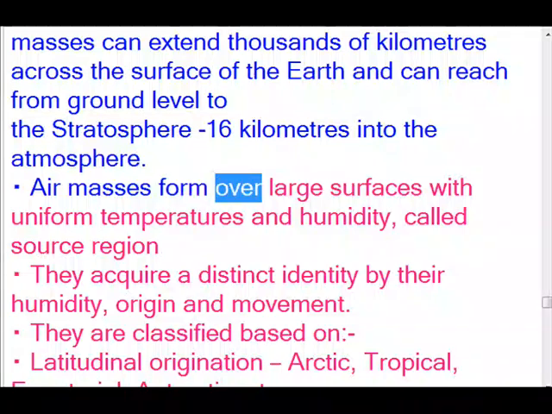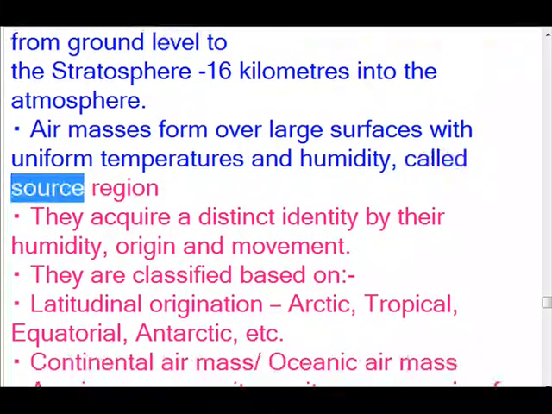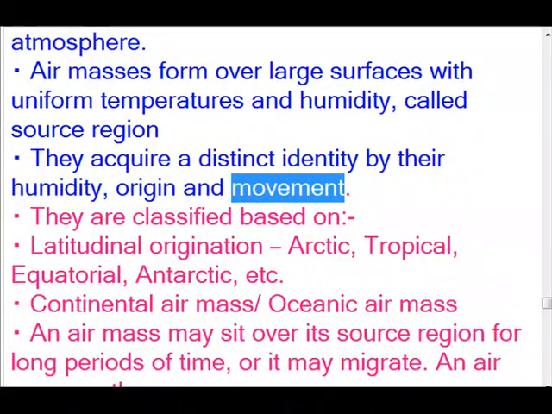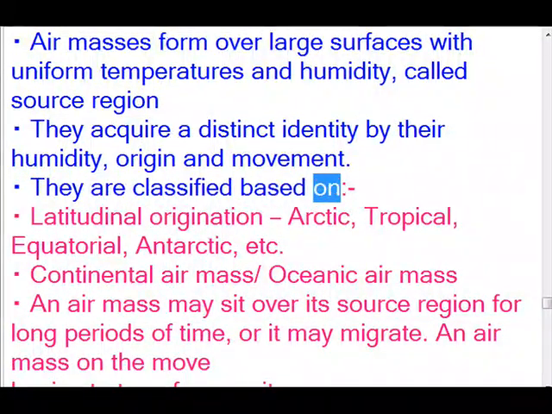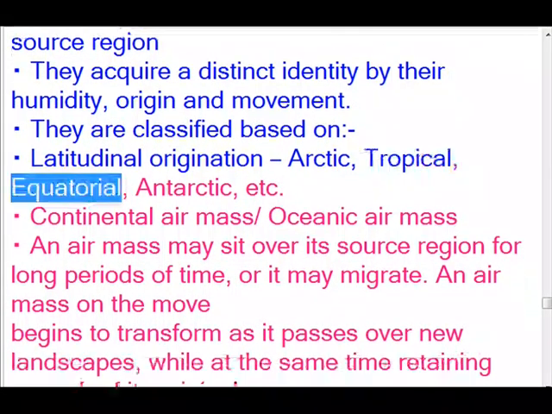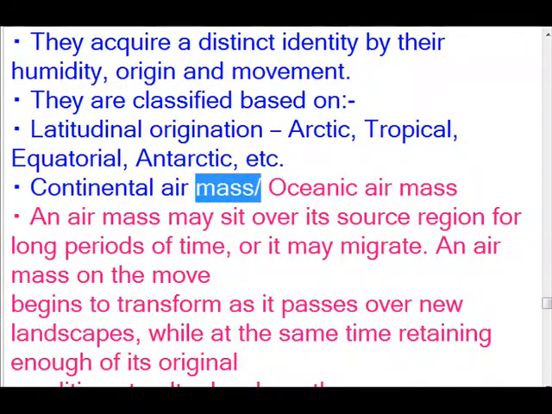Air masses form over large surfaces with uniform temperatures and humidity. Called source regions, they acquire a distinct identity by their humidity, origin and movement. They are classified based on latitudinal origination: Arctic, tropical, equatorial, Antarctic, etc. Continental air mass, oceanic air mass.